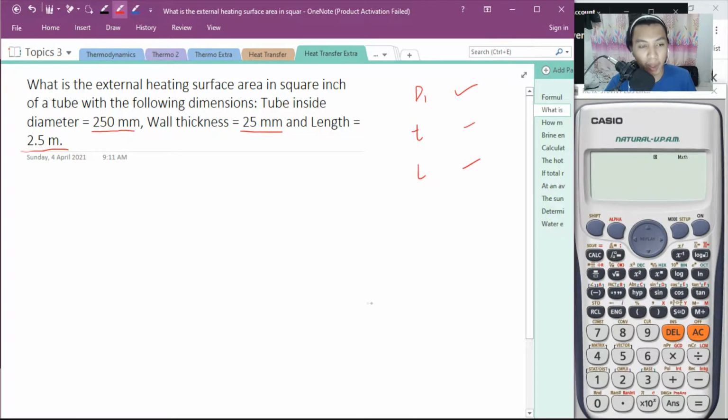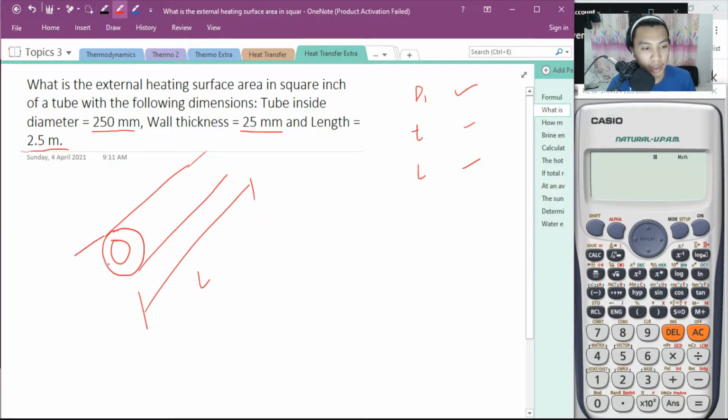Check. Check. Now, if you will see, okay, if this is your tube, okay, extend mo yung tube na yan up to a certain extent. Okay? Yan yung length. And this is the DO. Okay? Nasa loob yung DI and then the thickness will be yung nandito sa boundaries na to, the annular section. Now, ang sinasabi mo dito, external heating. So, the external heating surface, the surface which your heat will come in contact. Hindi sinabing internal, okay? So, the heat will come from the outside.